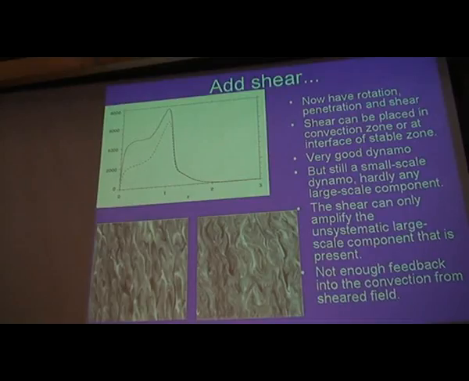But if the large-scale component is weak, and in particular if it keeps varying in direction, then the shear has nothing really to get hold of to amplify, to produce a systematic large-scale component. I mean, simply put, if the alpha bit of your alpha omega dynamo is not giving you any mean, then the omega effect can do whatever it likes, and it's not going to work.